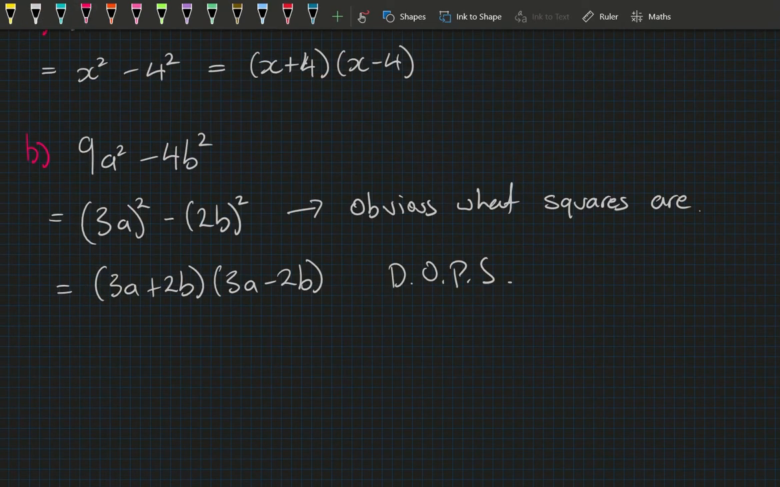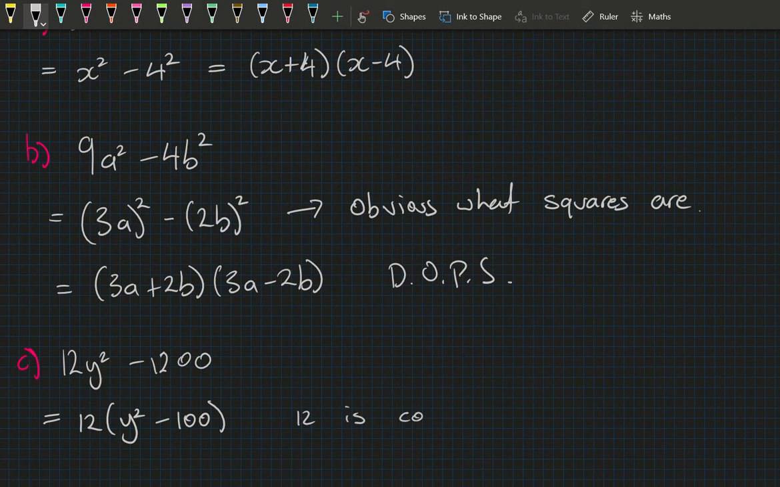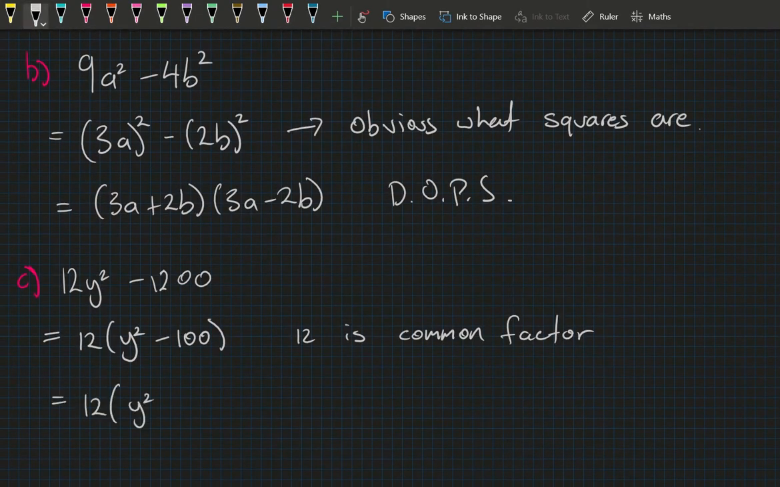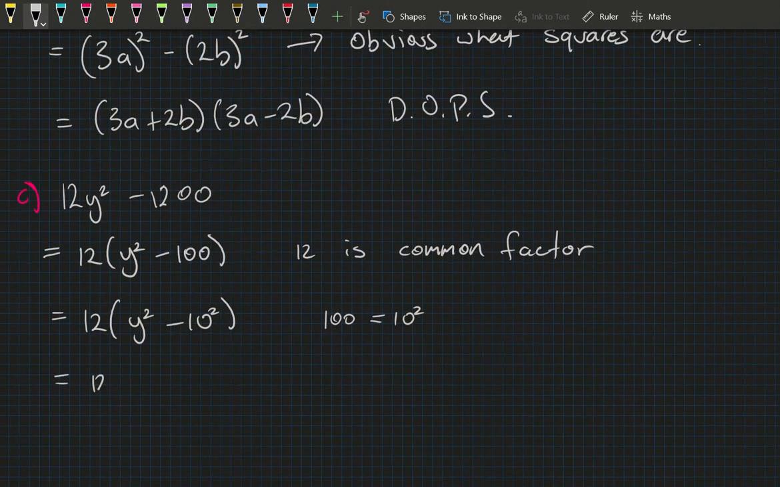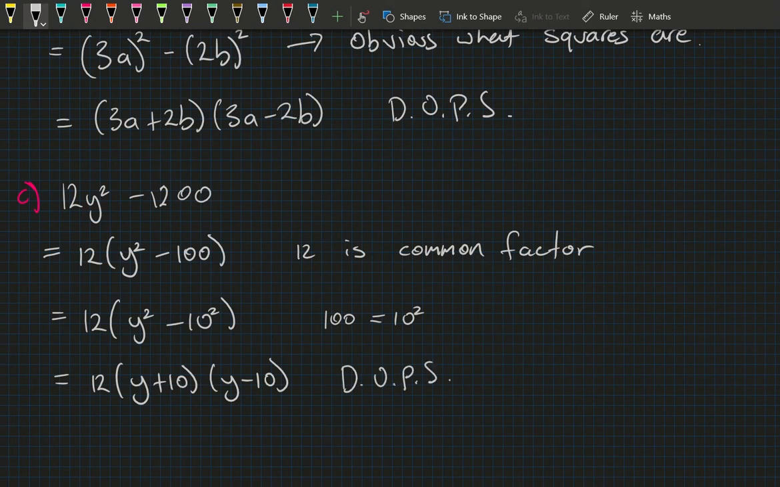Alright, let's move on to part C, where we have 12 times y squared minus 1200. It's not apparent here that they're squares, but that's because 12 is a common factor. And clearly y squared is a square and 100 is equal to 10 squared. So leaving the common factor out the front, y squared minus 10 squared is y plus 10 times y minus 10, using the difference of perfect squares.